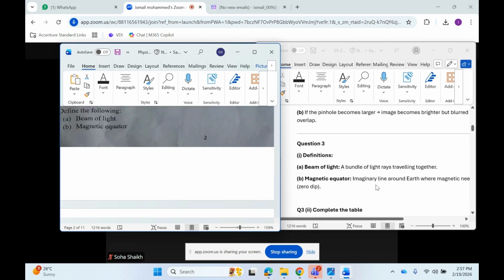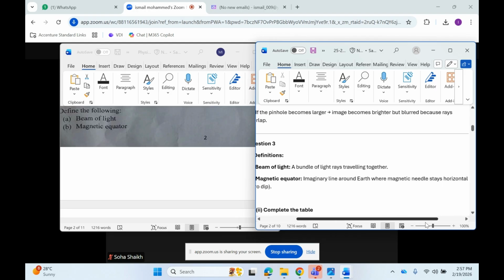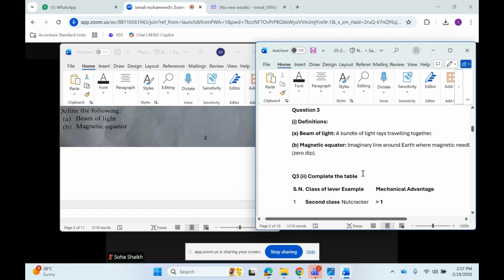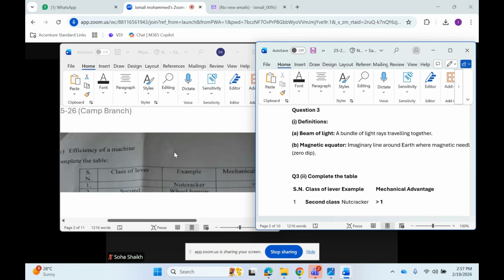Magnetic equator is an imaginary line around the earth where the magnetic needle stays horizontal. That is the magnetic equator.